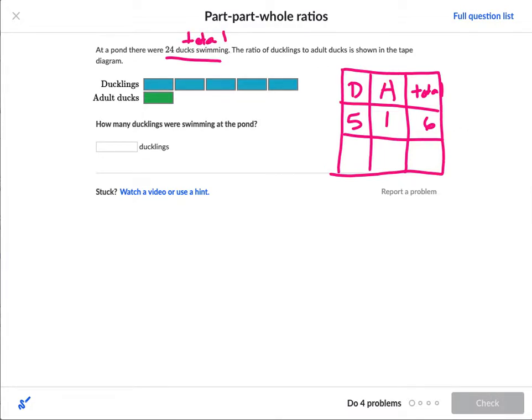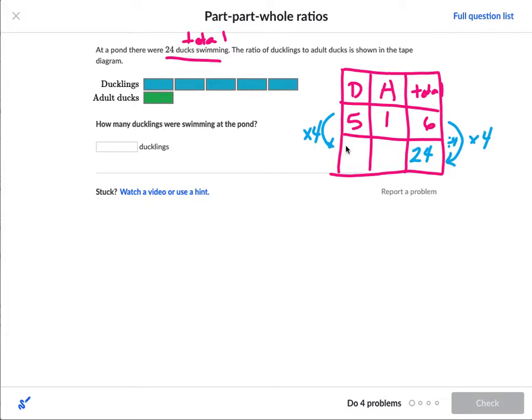Okay, and so if I were to find an equivalent ratio, I'm saying that my total is 24, so I need to have an equivalent ratio of 6 to 24 throughout. So the relationship here is 24 divided by 6, that is 4. So what I've done is I've divided by 4 to get 24, so that means I can multiply by 4 to find equivalent ratios.